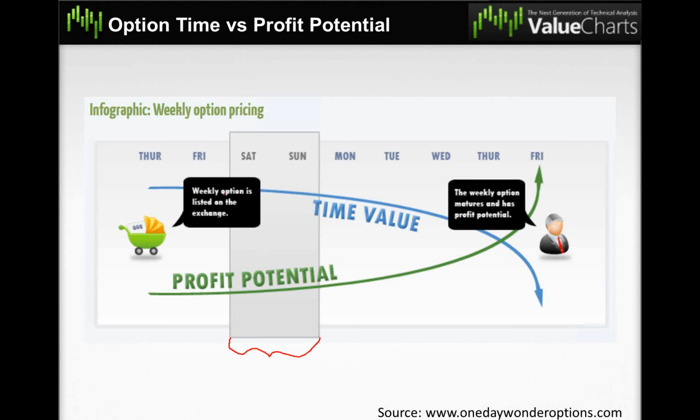Okay, so you don't want to hold, in general, a long option position, a naked call or naked put, over the weekend like that, because you're going to get killed in time value as a general rule. So just be aware of that.